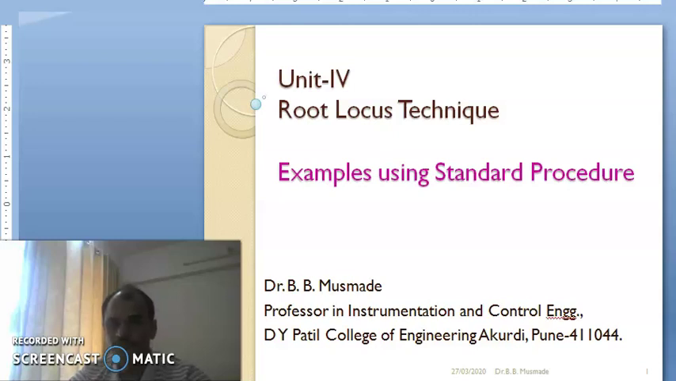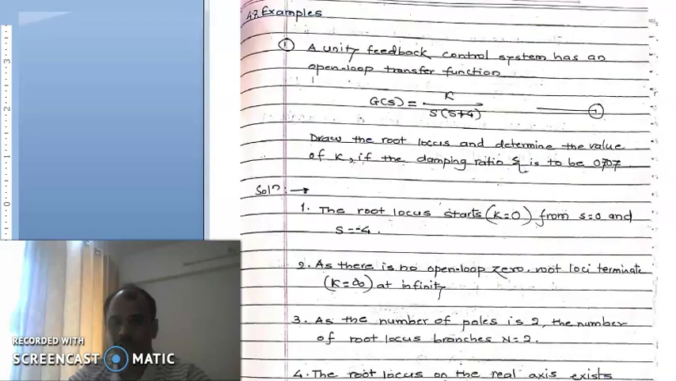Hello students, this is the third video on root locus, and here we will use the standard procedure for construction of root locus. Let's begin with the examples. Earlier we discussed three examples with some analytical means, finding the different values of k for construction of root locus. Here we will prepare a solution with the standard procedure.